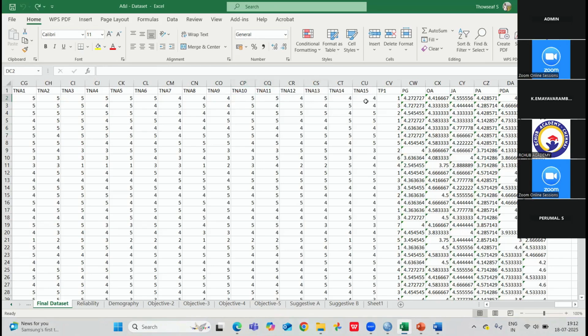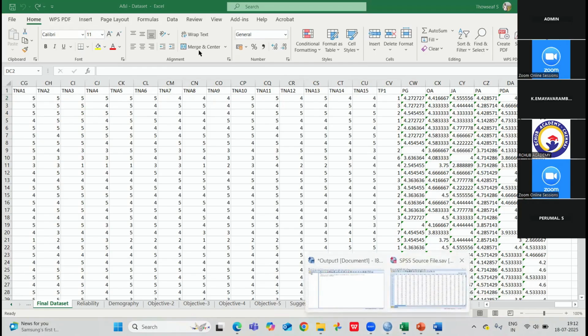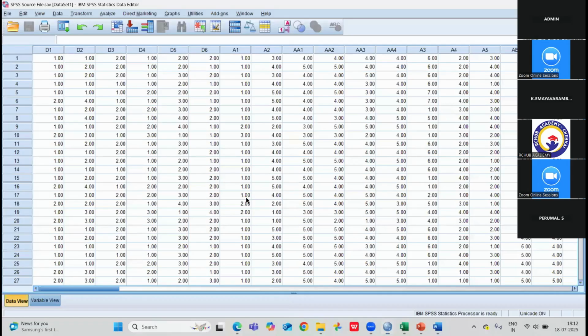So that's the beauty of the Excel sheet. It is always advisable to use an Excel sheet to create a data set, scrutinize it, and finally put it into the software for analysis. So this is the data I have entered into SPSS for analysis.